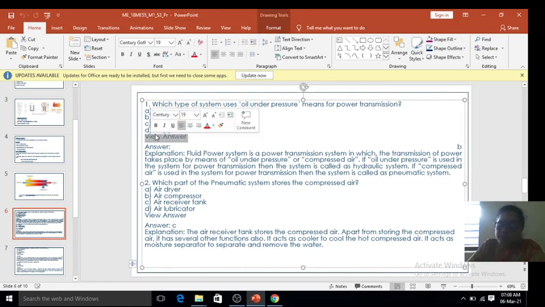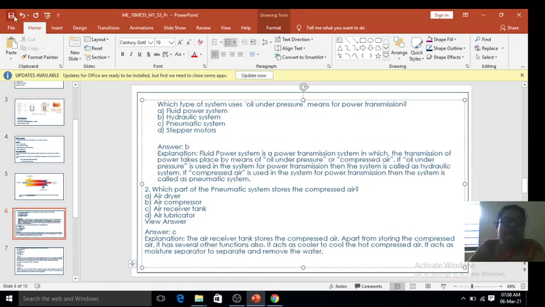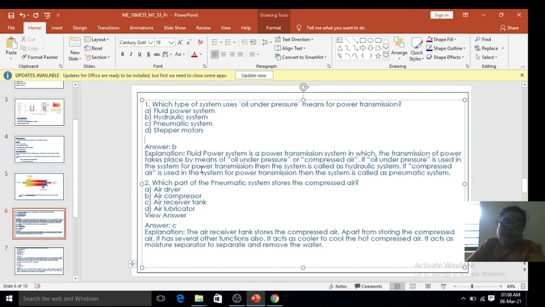Hydraulic system. The reason is that this is a power transmission system in which the transmission of power takes place by means of oil under very high pressure, or in other words compressed air. If oil under high pressure is used as the system for power transmission, then the system is called hydraulic system. Whereas if compressed air is used, then we call it pneumatic system.